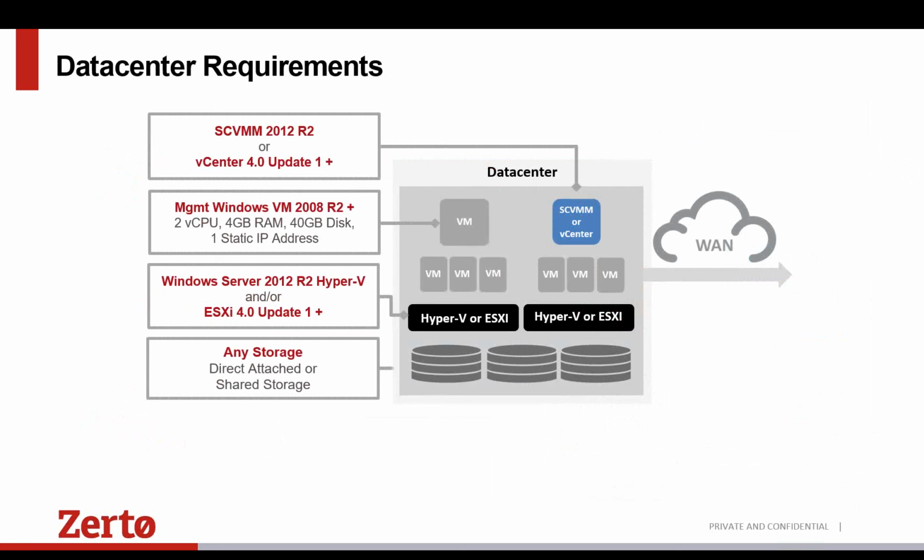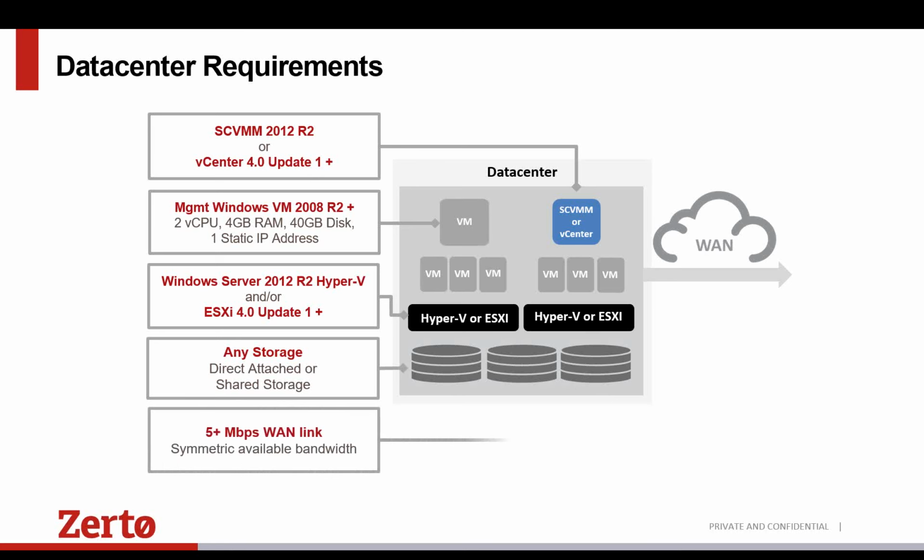In terms of the storage, because Zerto is software only, you can use any direct attached or shared storage. It doesn't matter whether it's EMC, Dell EqualLogic, local disk or NetApp. From a Zerto perspective, it really doesn't matter. And then finally, in terms of the bandwidth between the sites, you need a 5 meg link both up and down as a minimum for the replication traffic.